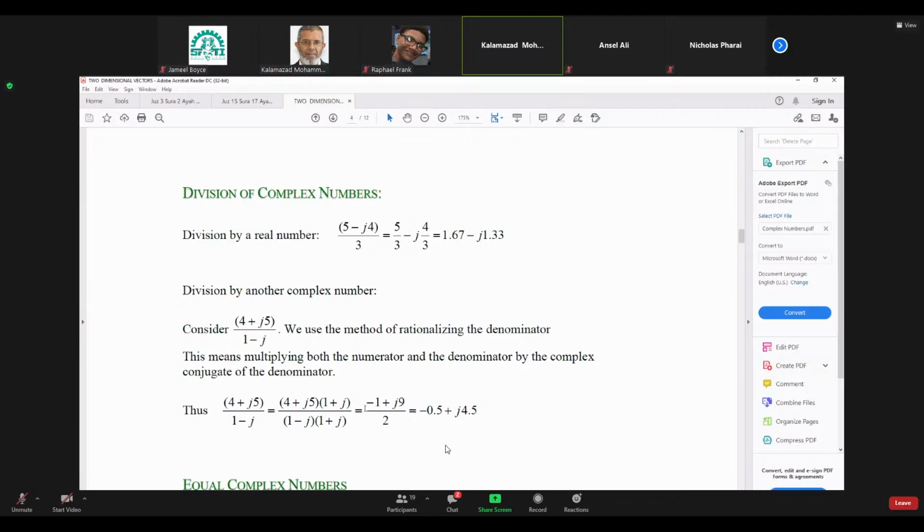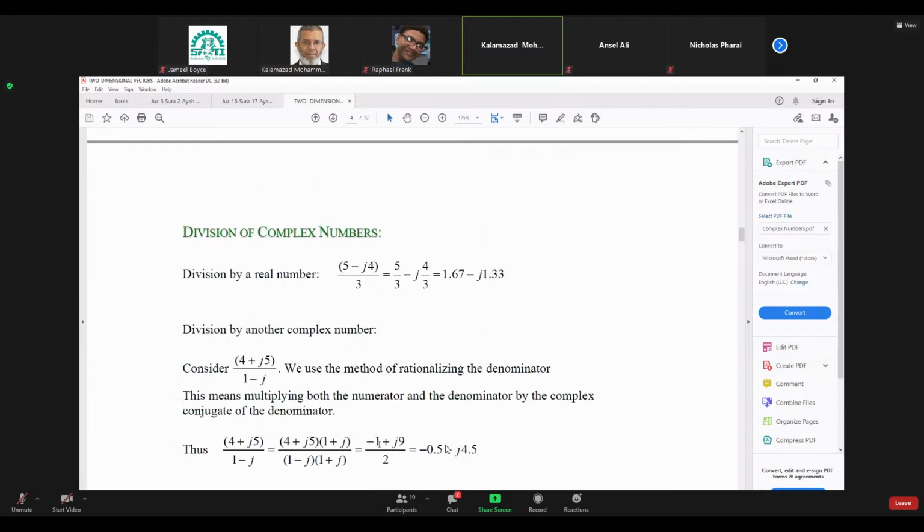Okay, and then you multiply the top normally. So it's 4 by 1. All right, and then j5 by 1, 4 by j, and j5 by j will give us this number on the top here. Minus 1 plus j9 all over 2. Again, minus 1 over 2 is minus 0.5. 9 over 2 is j4.5. Okay, so that is how we are going to divide complex numbers.